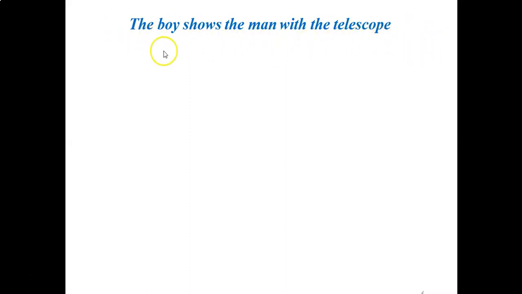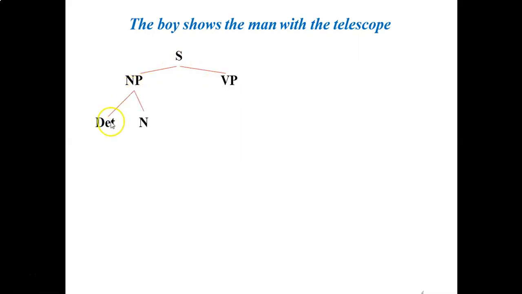Before we drop down to the tree diagram, we can see from the structure, the boy shows the man with the telescope. As usual, this sentence can be divided into two phrases first: NP and VP. As we know, the NP we can take from the boy, and the rest, from shows onward, belongs to the VP. Okay, now let's see one by one.